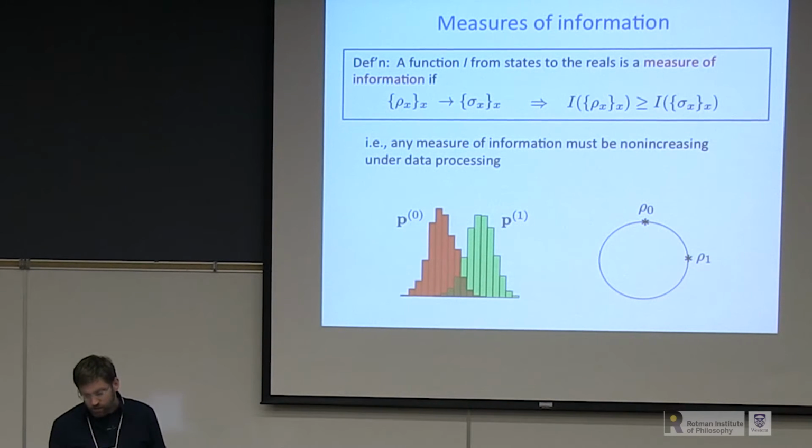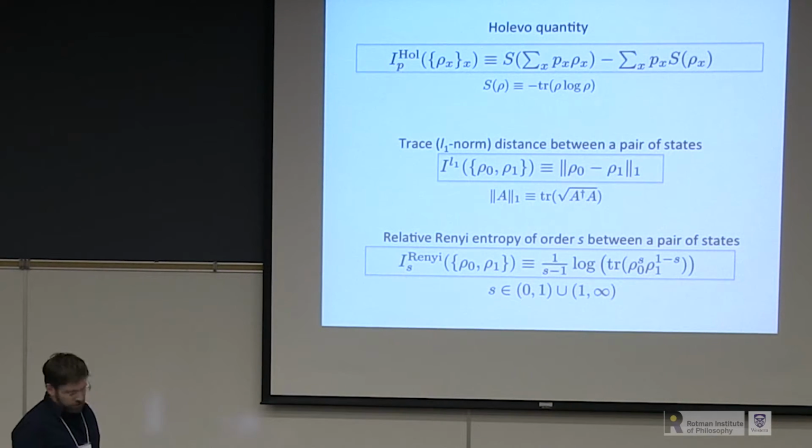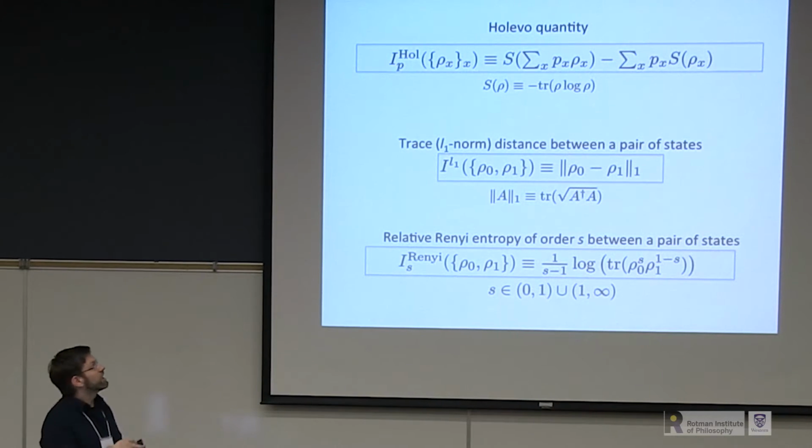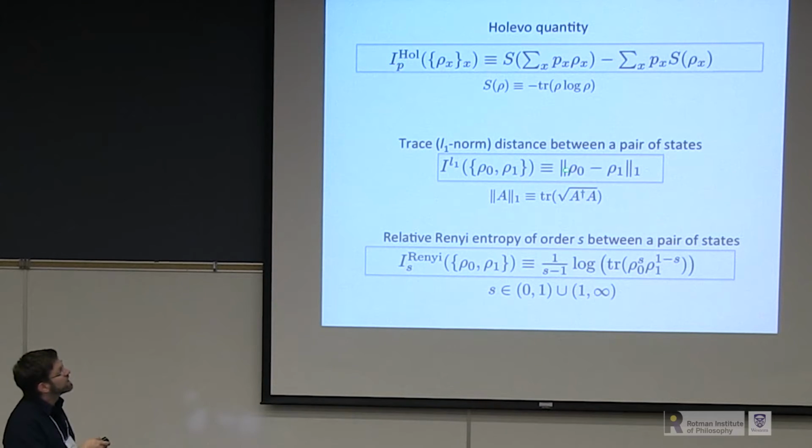Okay, so if you look in the quantum information literature, you'll see lots of examples of measures of information. Here's just a sampler for you. This is called the Holevo quantity. So for any distribution P, I can sum up these states with that distribution, calculate the entropy, subtract off the weighted sum of the entropies. That gives me a notion of how much information is in that particular encoding, this set of states. If I have just a pair of states, so I'm just sending a single bit of information, the trace distance between those states is a measure of information.